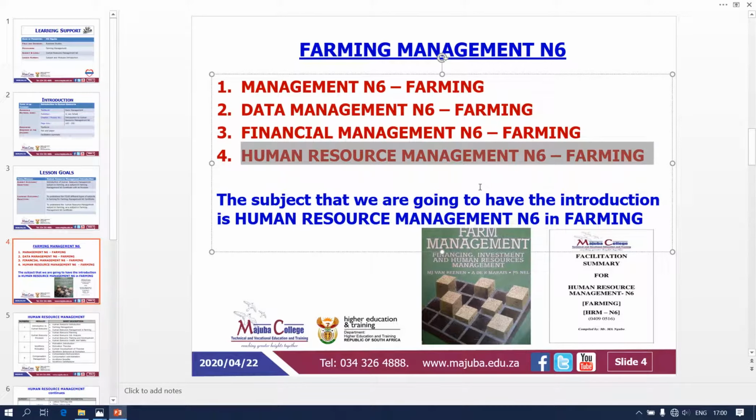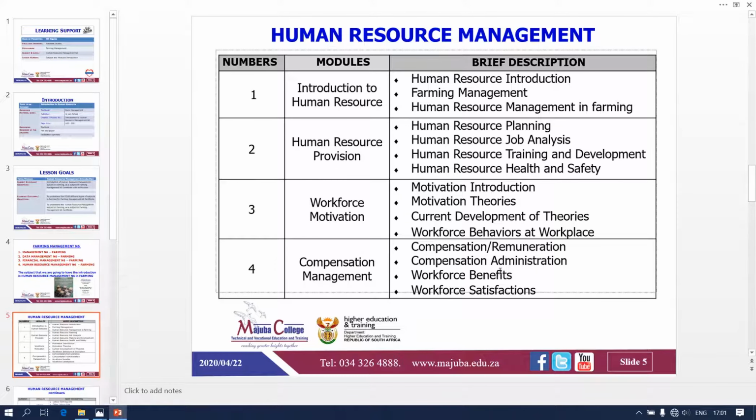The subject that I'm going to introduce, as I mentioned, requires this book. It says Farm Management. It starts from page 165. Okay, it's written by M.J. van Rieneck, right? And then you're also going to need this, which is the facilitation summary that is written by Mr. Ngubo, right? For those students, so that you're going to get some activities inside and everything, as this book does not have any activities, right?